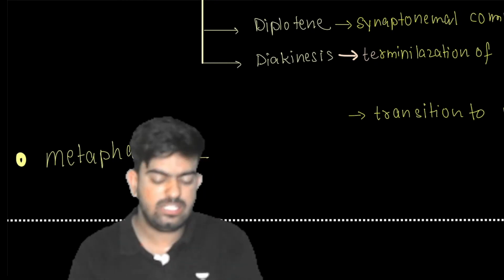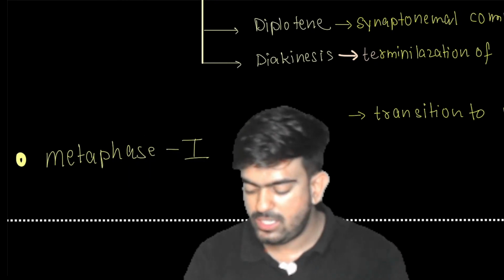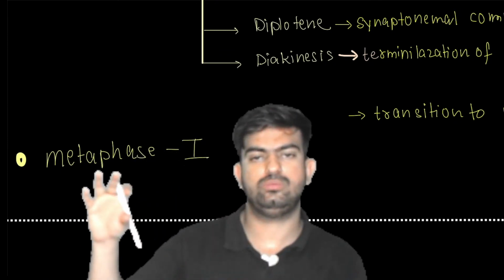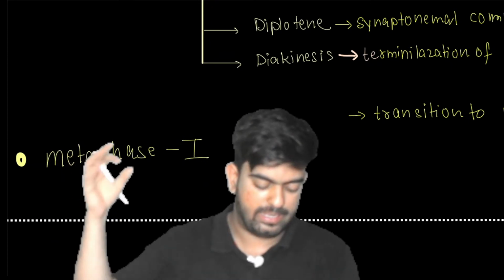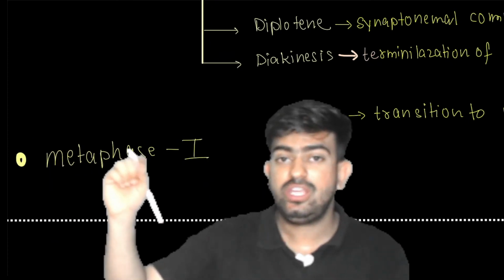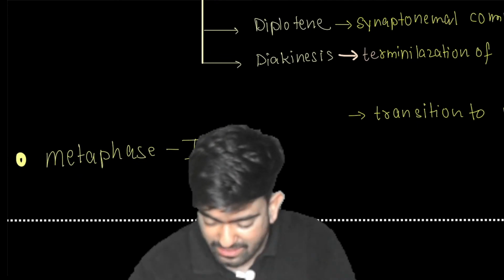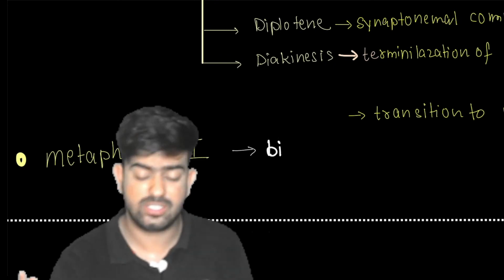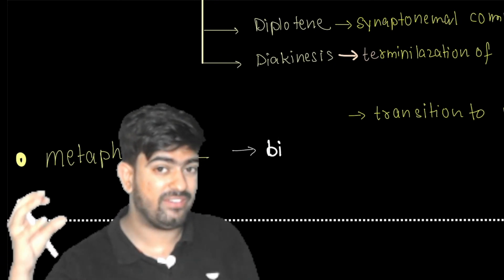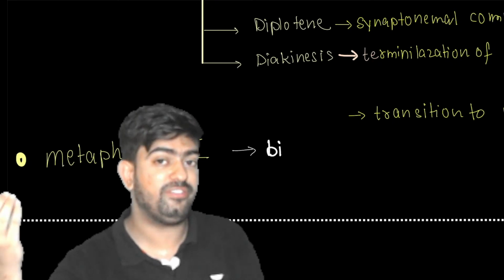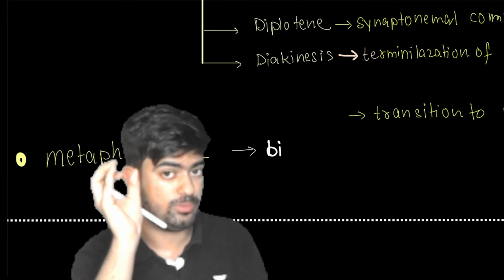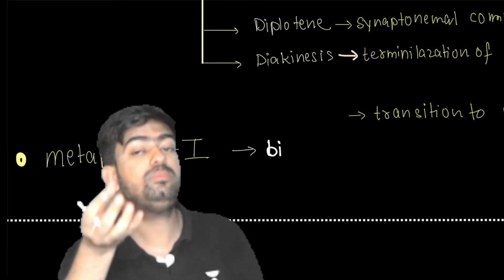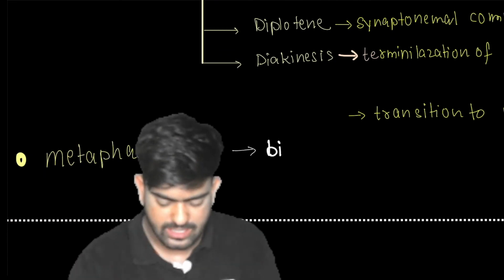So in metaphase, nothing special is going to happen. What was happening in the metaphase of mitosis? All the chromosomes were aligned to the equatorial plate. That's all. So here we are going to say bivalent. Why can I use the term bivalent? Because the pair which we have is the bivalent. Bivalent refers to the pair of homologous chromosomes. In that pair, how many chromosomes were there? 2 chromosomes.